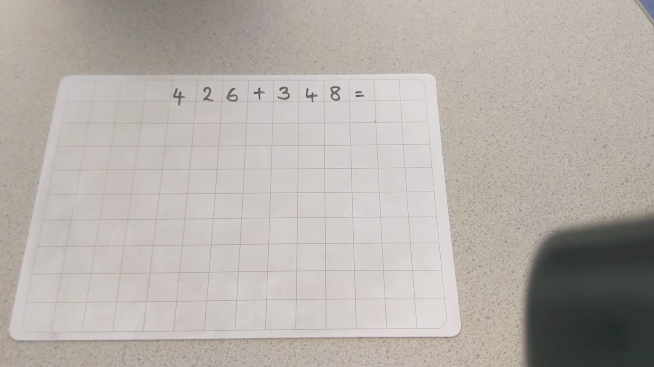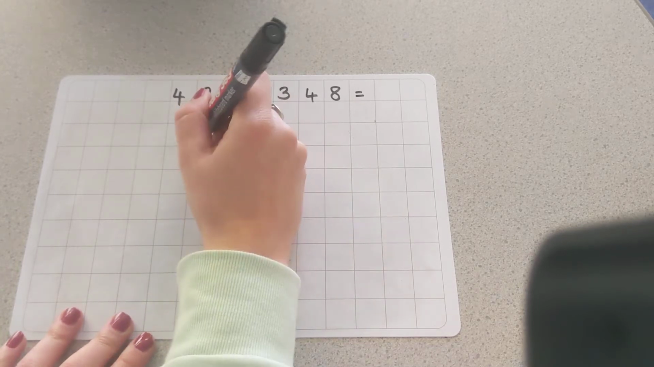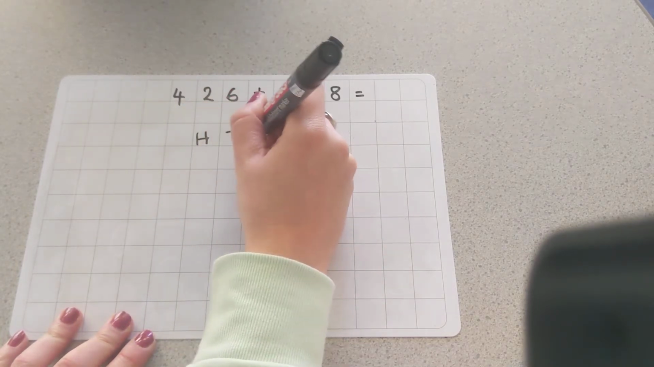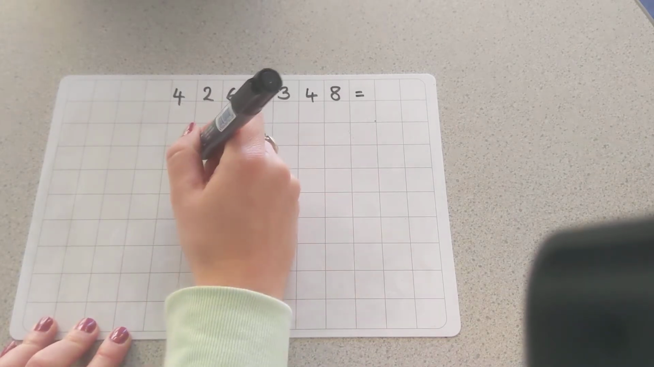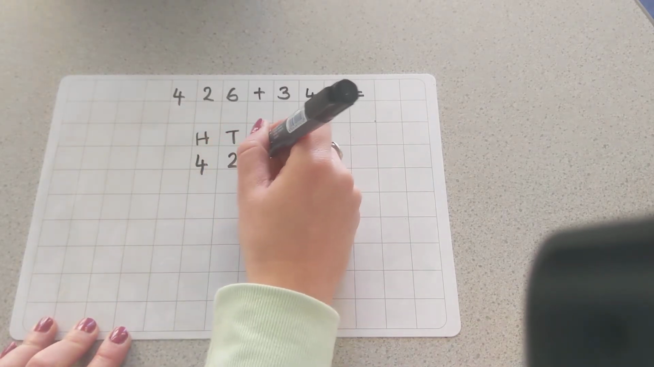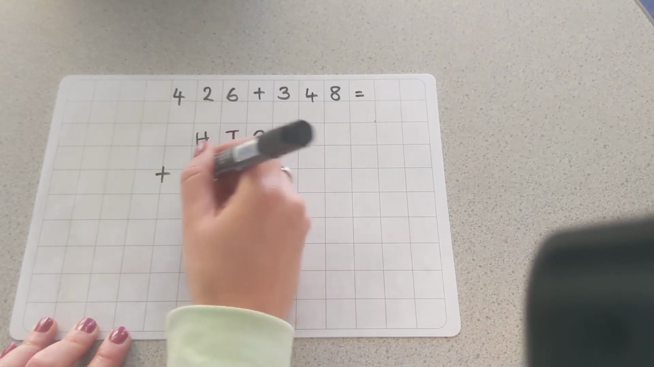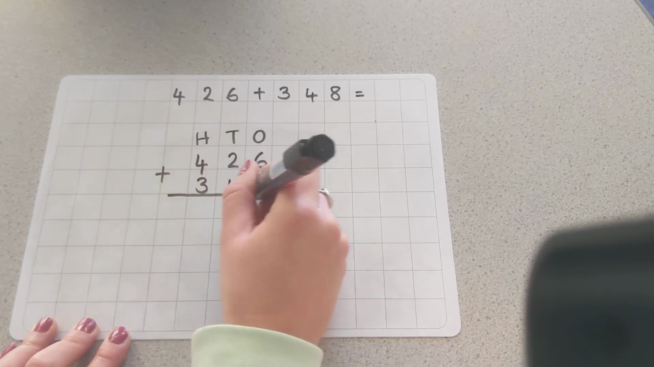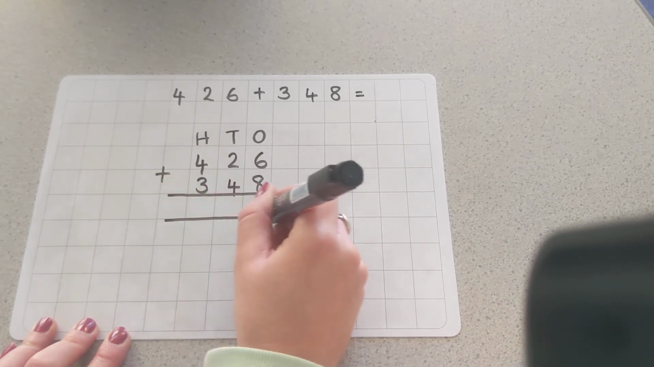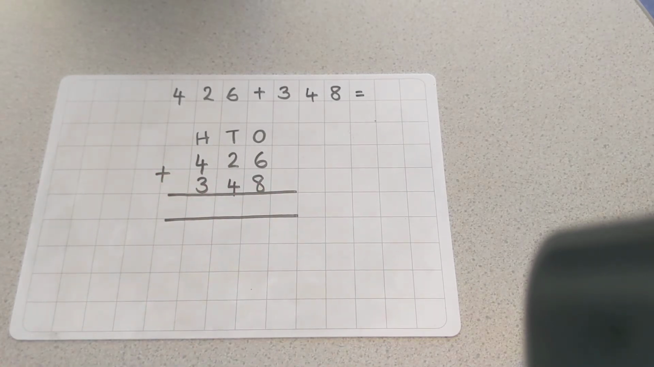We're going to have a look at 426 plus 348 because in this calculation the children are going to need to exchange. So if we set it out with our hundreds, tens and ones, and we write our numbers in their columns, 426 plus 348. So we're going to start with adding our ones. So 6 ones plus 8 ones gives us 14 ones.